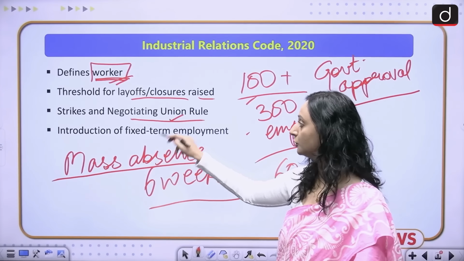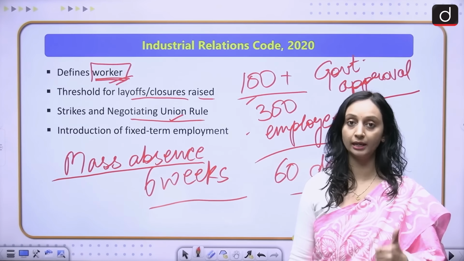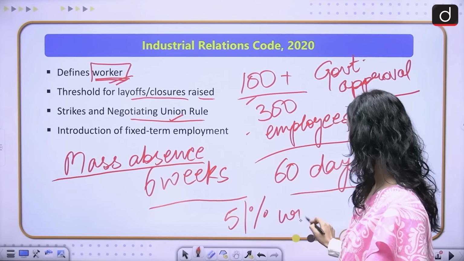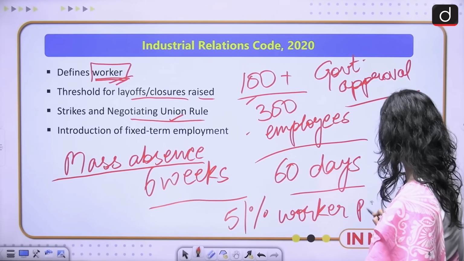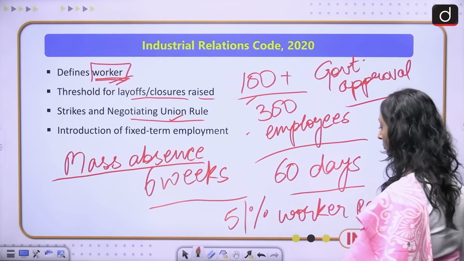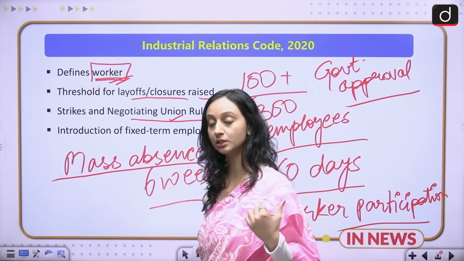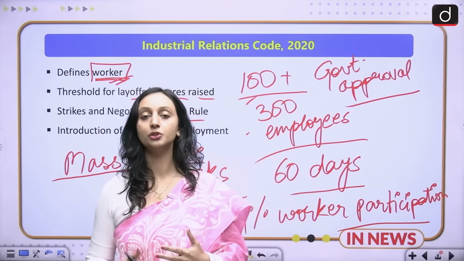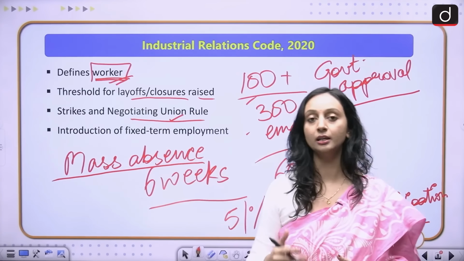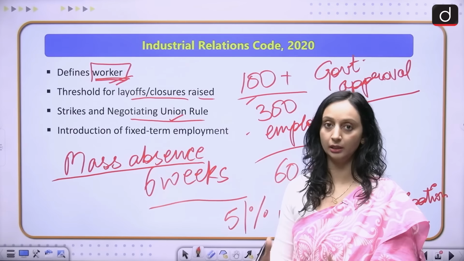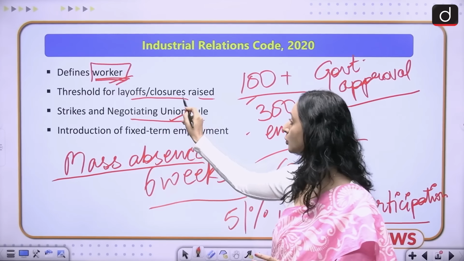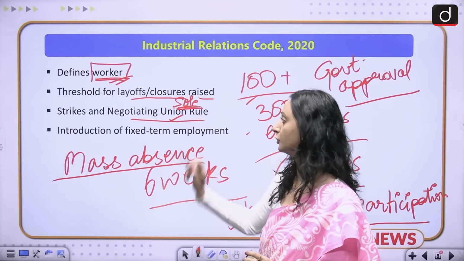And then the negotiating union rule is there, that there will be only one negotiating union with 51% of worker participation. That is going to be the sole negotiating union. Then what about the negotiating unions who do not have this amount of participation? So for them, negotiating councils will be created and appropriate representation will be taken. So this again is not going to benefit a lot of small negotiating unions that we have, because now the representation has to be 51%. So there is going to be a sole negotiating union.